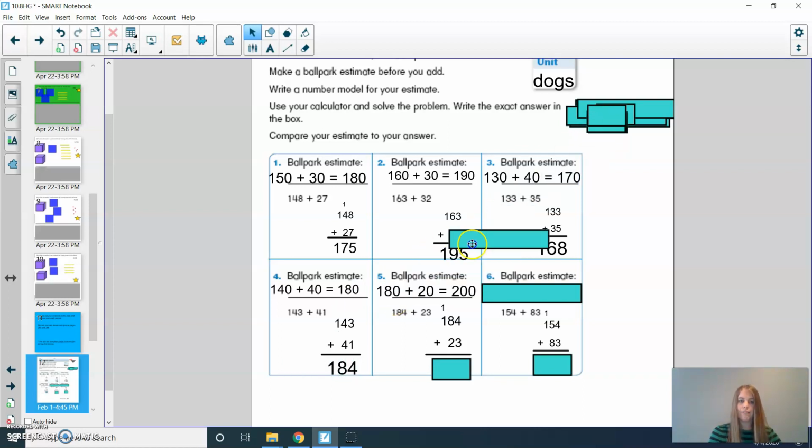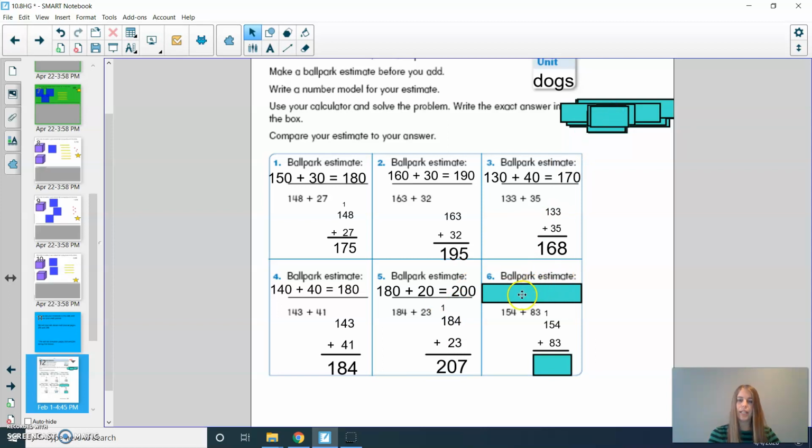For question number 5, 180 plus 20 is equal to 200. 184 plus 23, 4 plus 3 is 7. 8 plus 2 is 10. Notice how I carried my 1 on top. I put my 0 below, and now I know that 1 plus 1 is 2, giving me a total of 207.